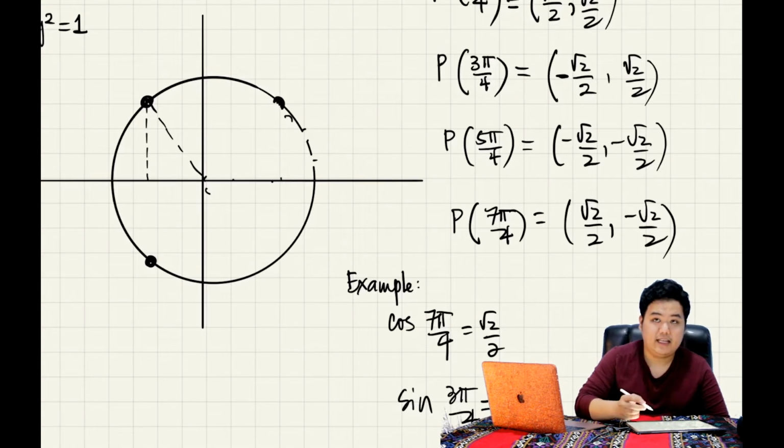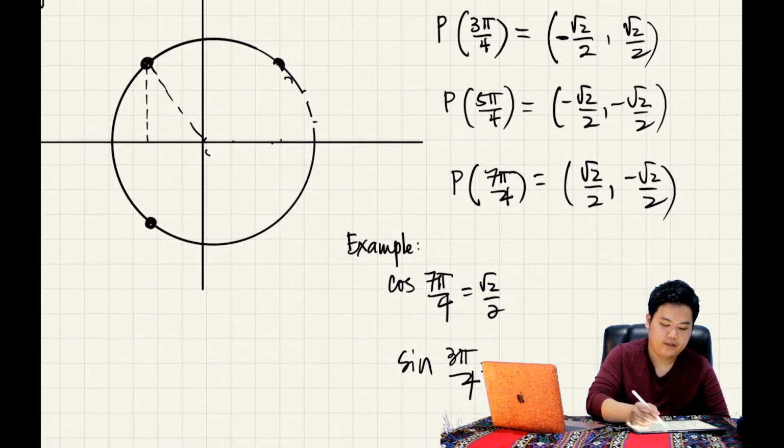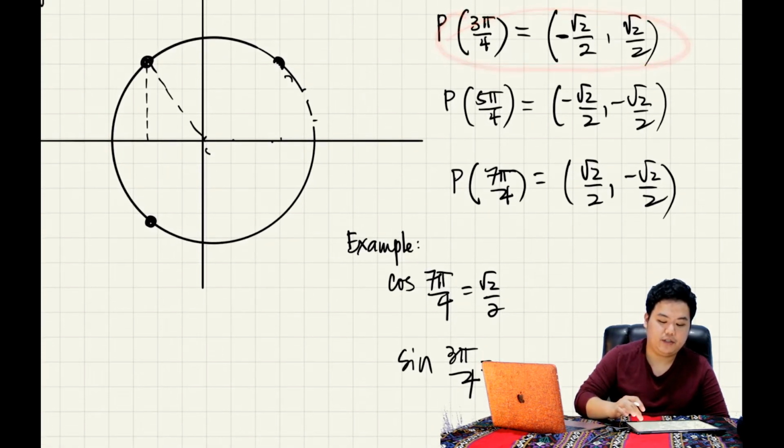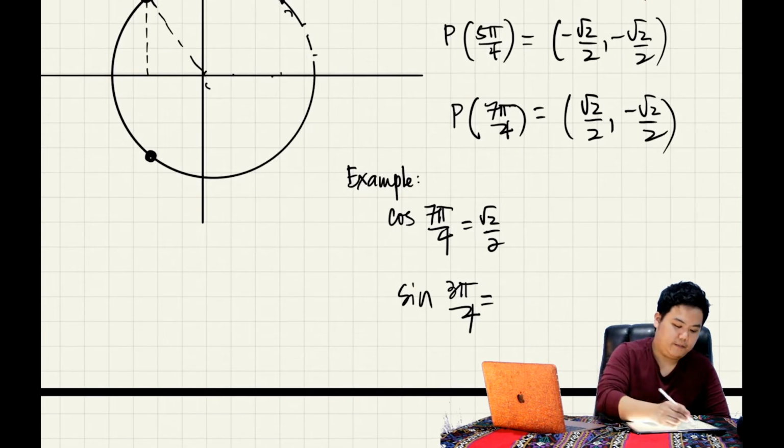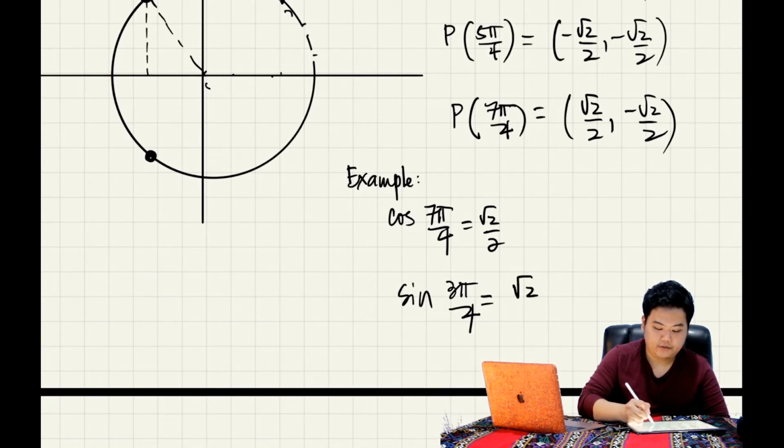So, sabi natin that sine 3 pi over 4 is the y-coordinate of P of 3 pi over 4, which is square root of 2 over 2. Okay?